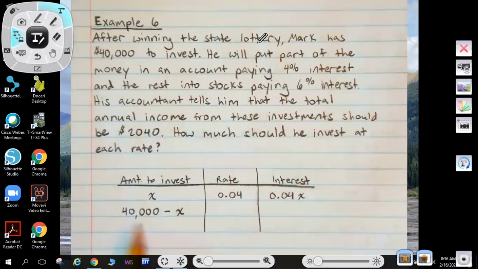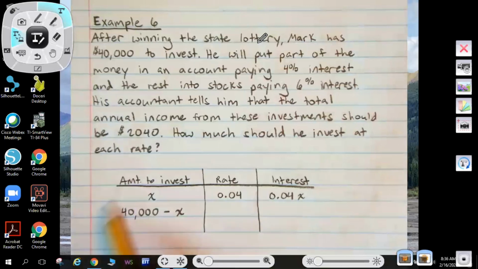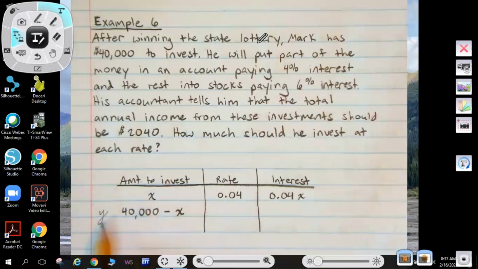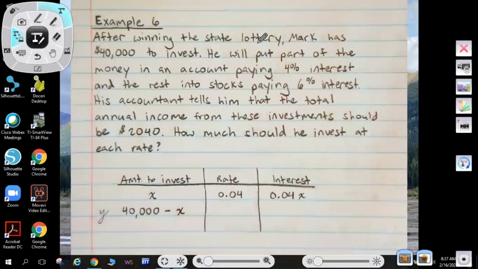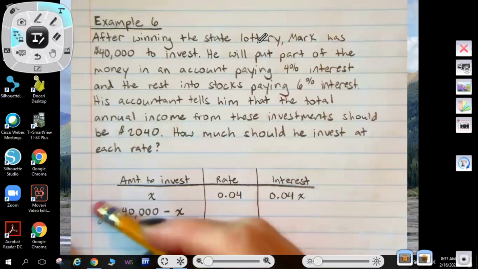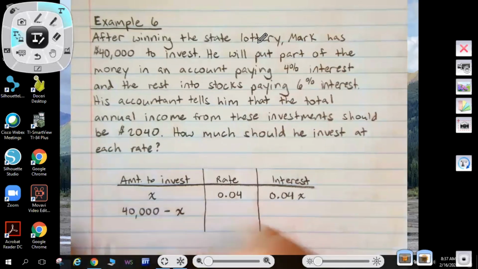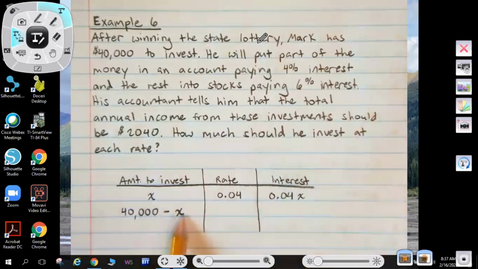We could have assigned another variable. We could have said, okay, well, this investment is Y. X and Y, we don't know what either of them are. So we'll just assign them different variables. And that's fine until it comes down to actually solving this problem. If we have two different variables, two different unknowns, it's very difficult to actually solve. So if we can write our unknowns in terms of the same variable, that's going to help us.